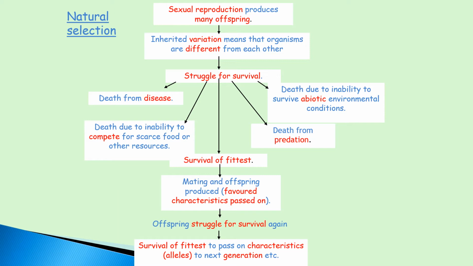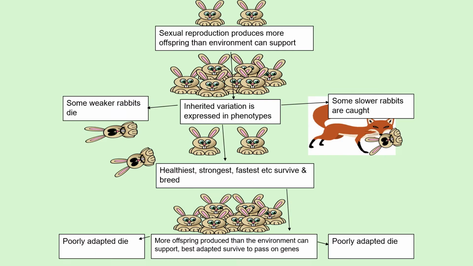So offspring again then struggle for survival, and only the fittest survive, pass on their characteristics and alleles to the next generation, and this process just repeats itself. So make sure you learn this diagram before you move on to the next part of the video. So this diagram is saying much of the same thing, so maybe pause the video and try to write out the stages of natural selection without looking at the screen, and then come back to it.